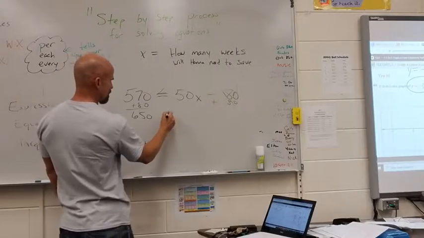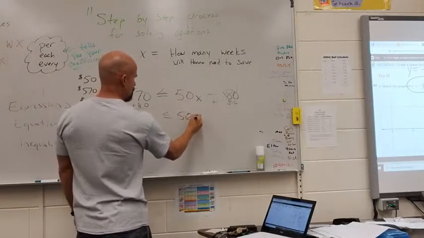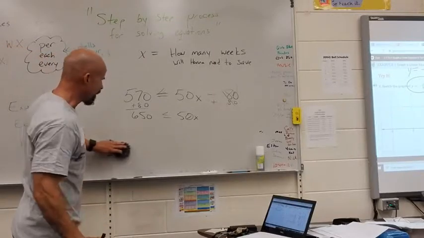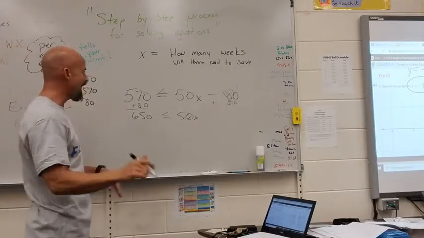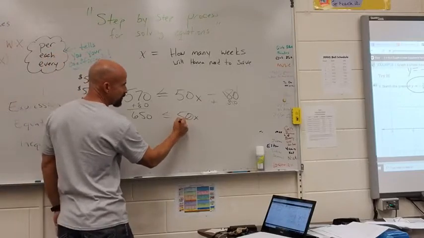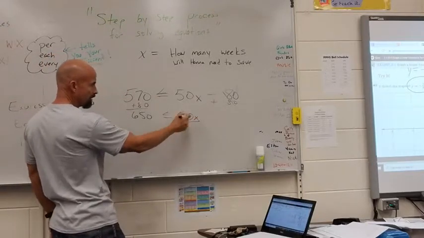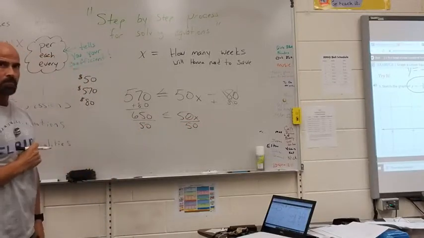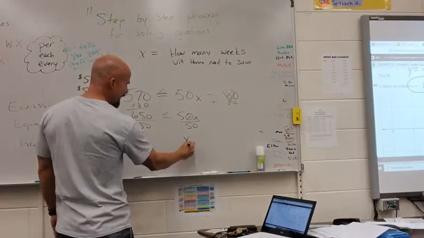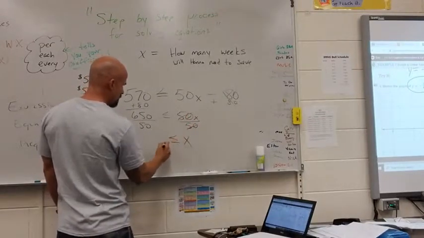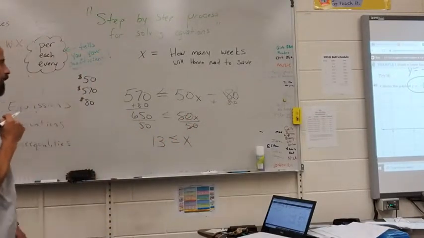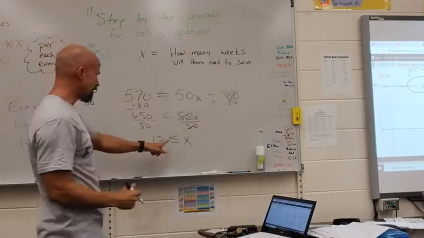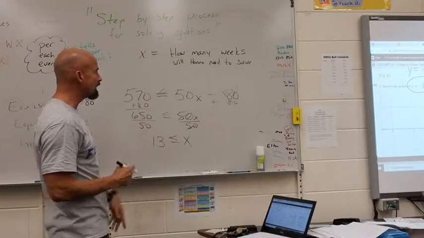Alright, so now you bring the 50 down, right? And then you divide by the 50. For those of you using your sheets, we're on step 5. Step 5 says you divide by the coefficient, which in this case is 50. And so x equals 13. Once you divide that, you get x all by itself. So she has to save for at least 13 weeks. She could save for longer and still buy it. That's why the greater than is there, but she has to save for at least 13 weeks.